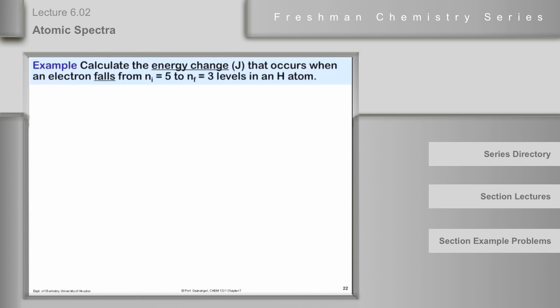Okay, so let's do this one. Calculate the energy change in joules that occurs when the electron falls from n initial is equal to 5 to n final is equal to 3 in the hydrogen atom. And we're going to use Bohr's equation for this. Okay?